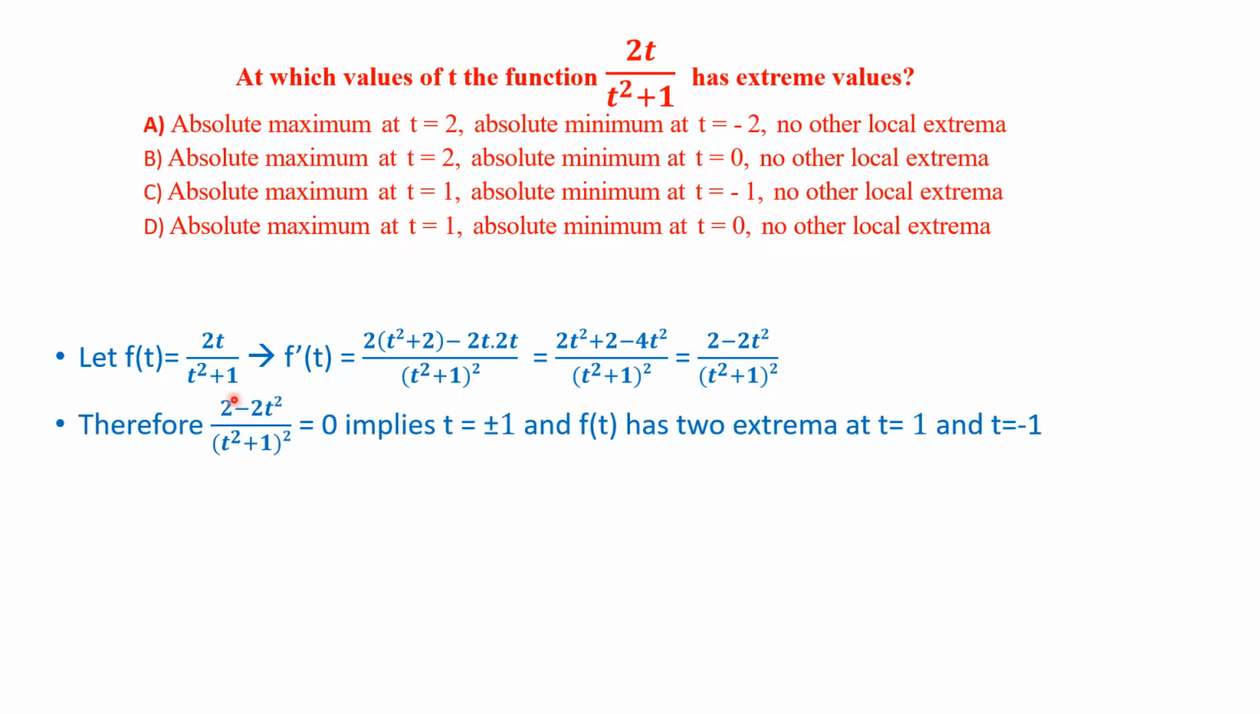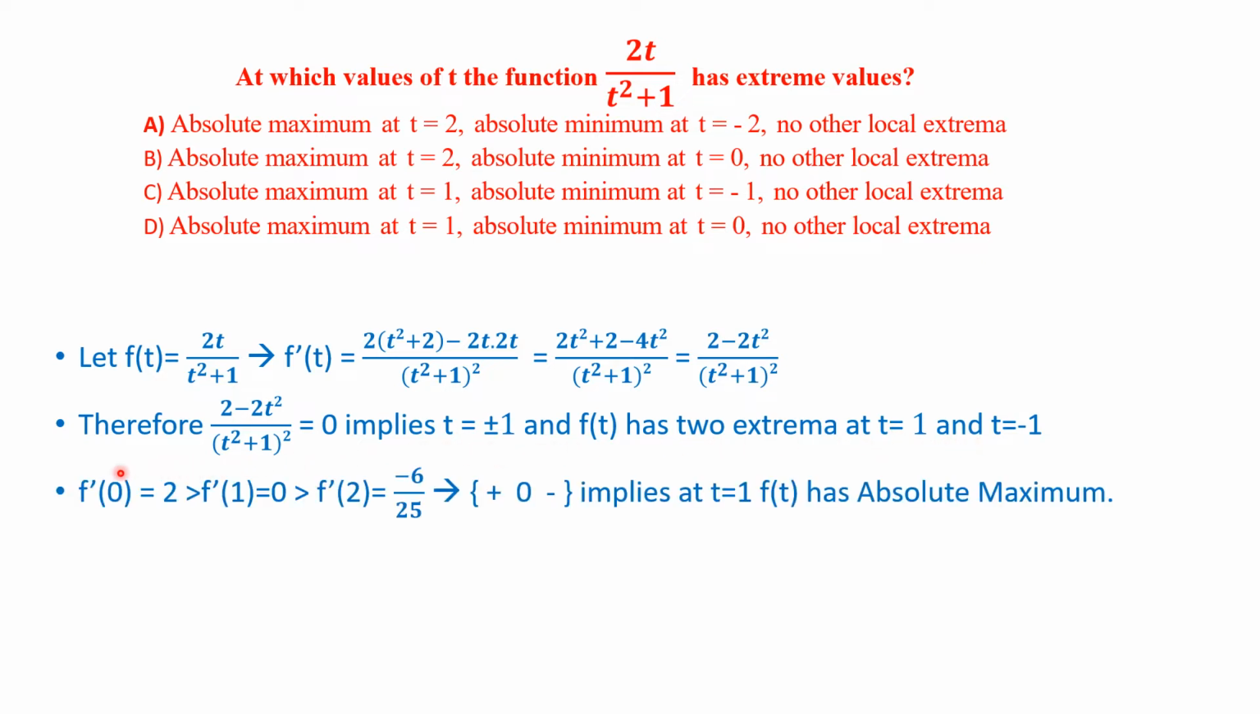Now we have to equate the derivative to 0 so that we figure out the critical points. This implies that t equals plus or minus 1, and f of t has two extrema, one at t equal to 1 and the other at t equal to negative 1.